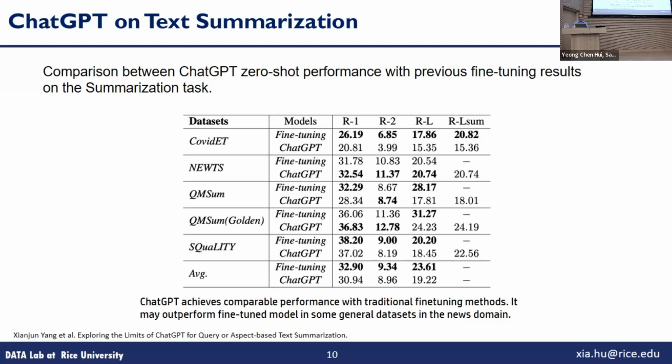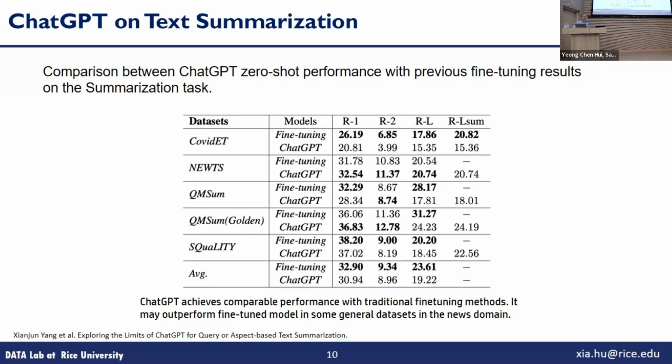And putting everything together, as we can see from this table, some observations we can make are that ChatGPT achieves comparable performance with traditional fine-tuning methods. Especially for the general domain, it may outperform fine-tuned models on general data sets in the news domain. As we can see from QMSum and the QMSum Golden data sets, ChatGPT, even without seeing the data before, zero-shot, achieves very competitive results. Unfortunately, it's not perfect. On the first data set, COVID-ET, ChatGPT is not working as well as the fine-tuned model.